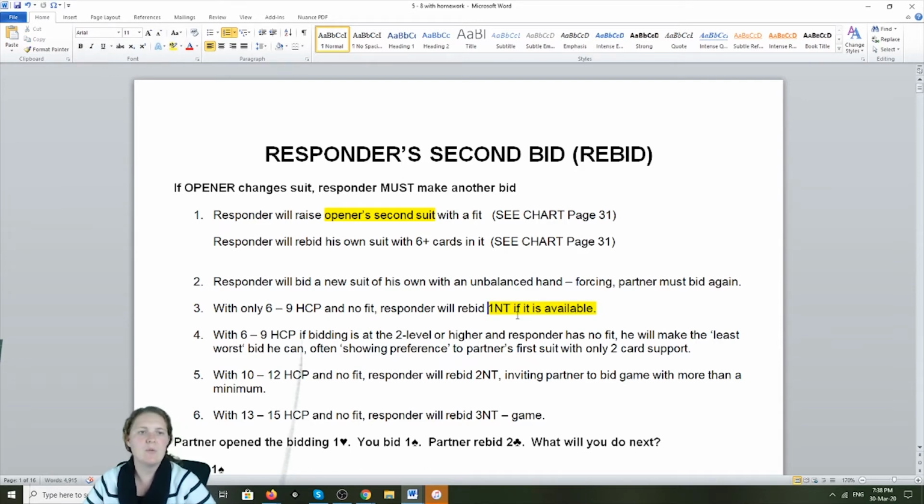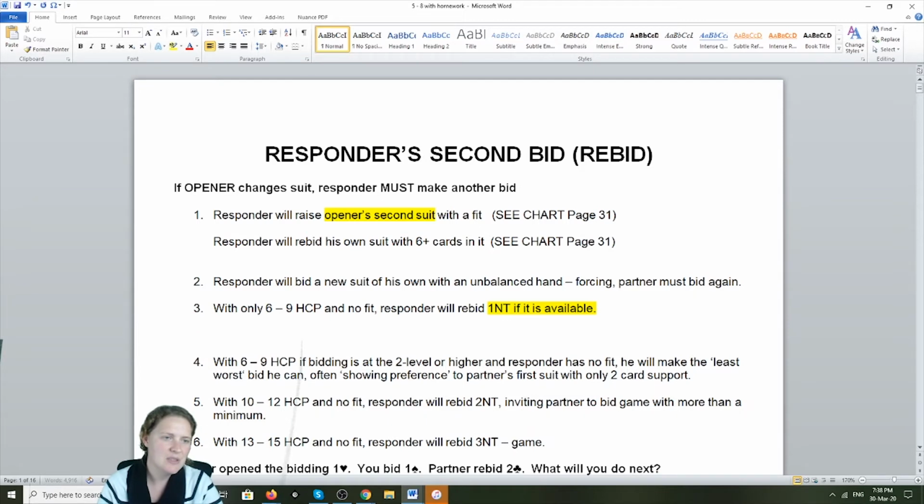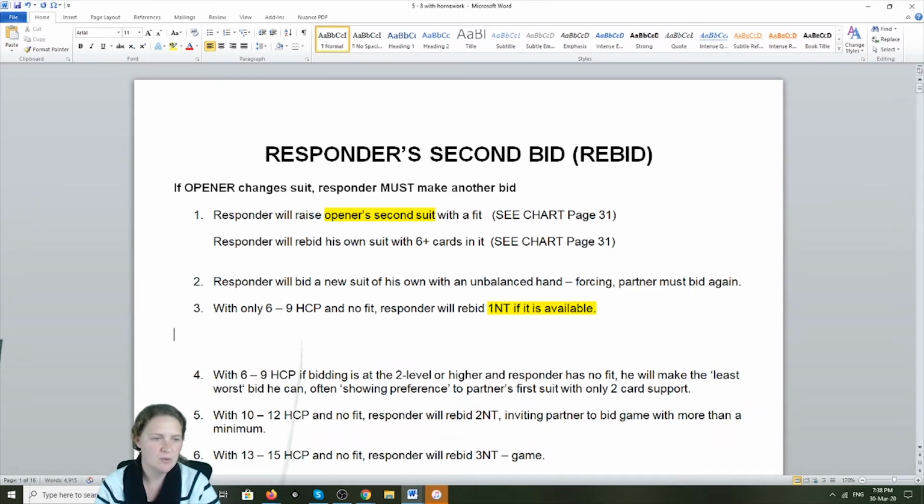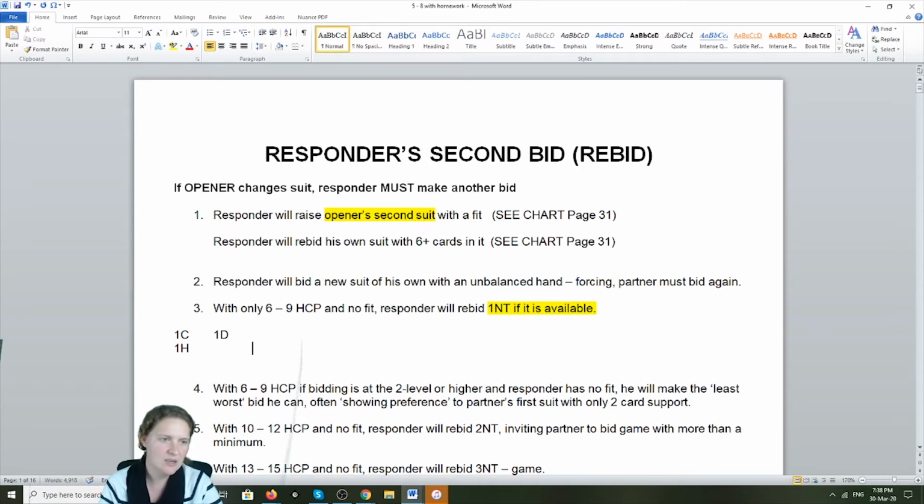Now, the big one that I want you to note here is it doesn't say responder will bid no trumps. It says responder will bid 1 no trump if it's available. Now, what I mean by that is that in a position where we had 6 to 9 points and no fit, if it had, say, gone 1 club, 1 diamond, 1 heart, and we were at this point in the auction, what are we going to bid? 1 no trump is definitely available, so we can still bid 1 no trump.